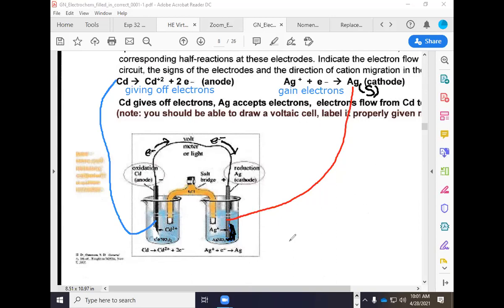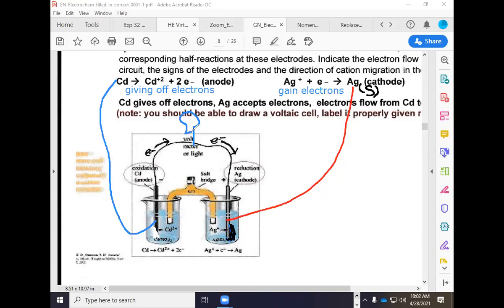Professor, does it say voltmeter or light? Yeah. Okay, so if you have a voltmeter, that will register the electrons, that will register the current. Or if you had a system where you had this attached to a light bulb. Okay, that's starting to look weird. Okay, light bulb. Let's make it go straight across.